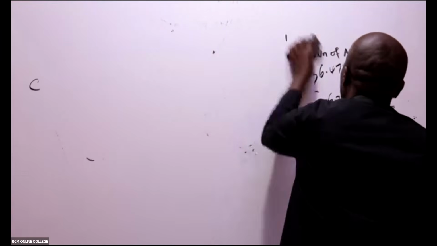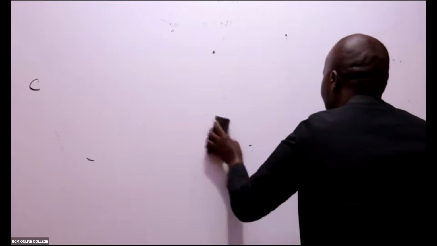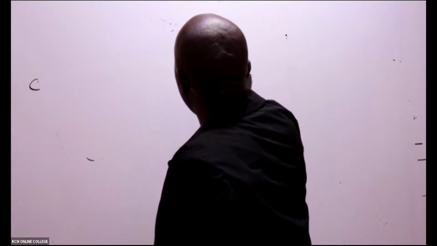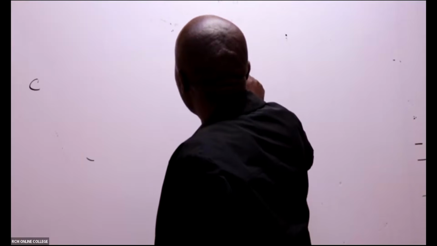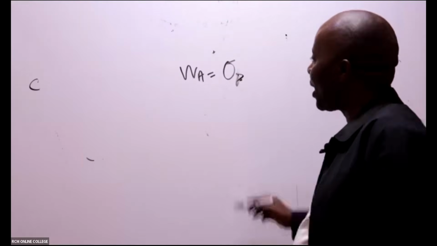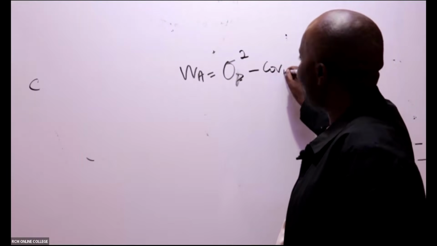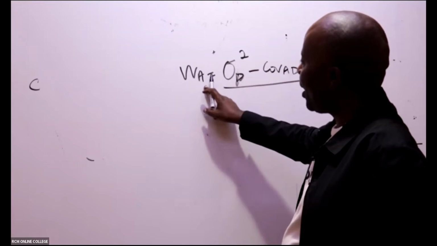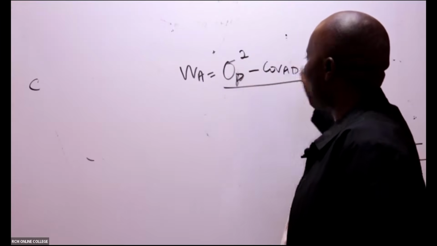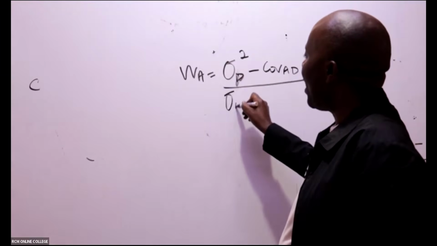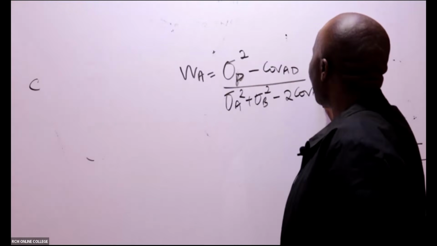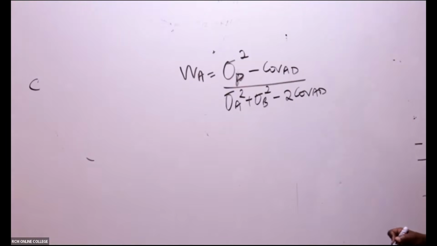So how do we get the weight of A? To get the weight of A, we shall take the standard deviation of the other product, D, squared, minus the covariance between A and D, all over the variance of A plus the variance of D, minus twice the covariance of AD.